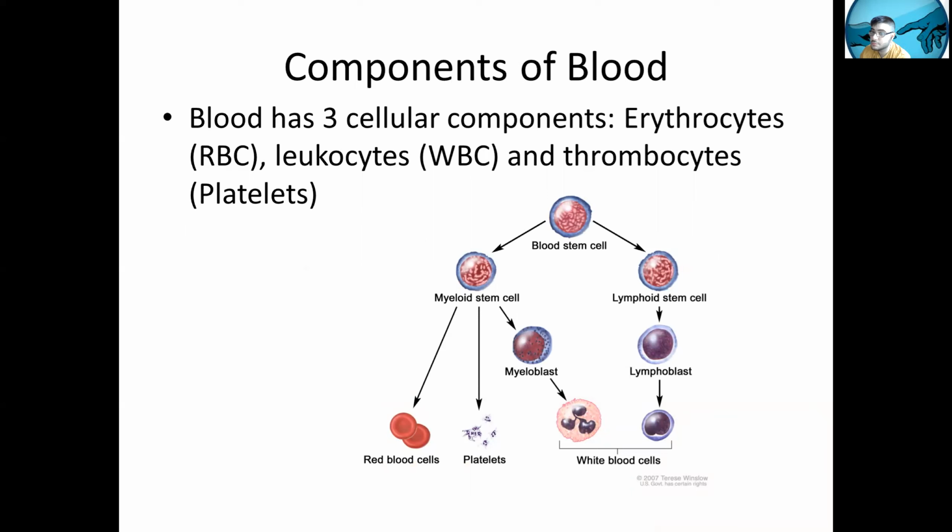So components of blood. Blood has three cellular components: erythrocytes, which are red blood cells, leukocytes, which are white blood cells, and thrombocytes, which are platelets. And this is a very incomplete diagram. I think I've shown the more complete diagram in the stem cell lecture. This one's very simple. It doesn't even have any labeling, and it's missing a few steps. But this should give you the general idea that blood stem cells become red blood cells, platelets, and white blood cells.